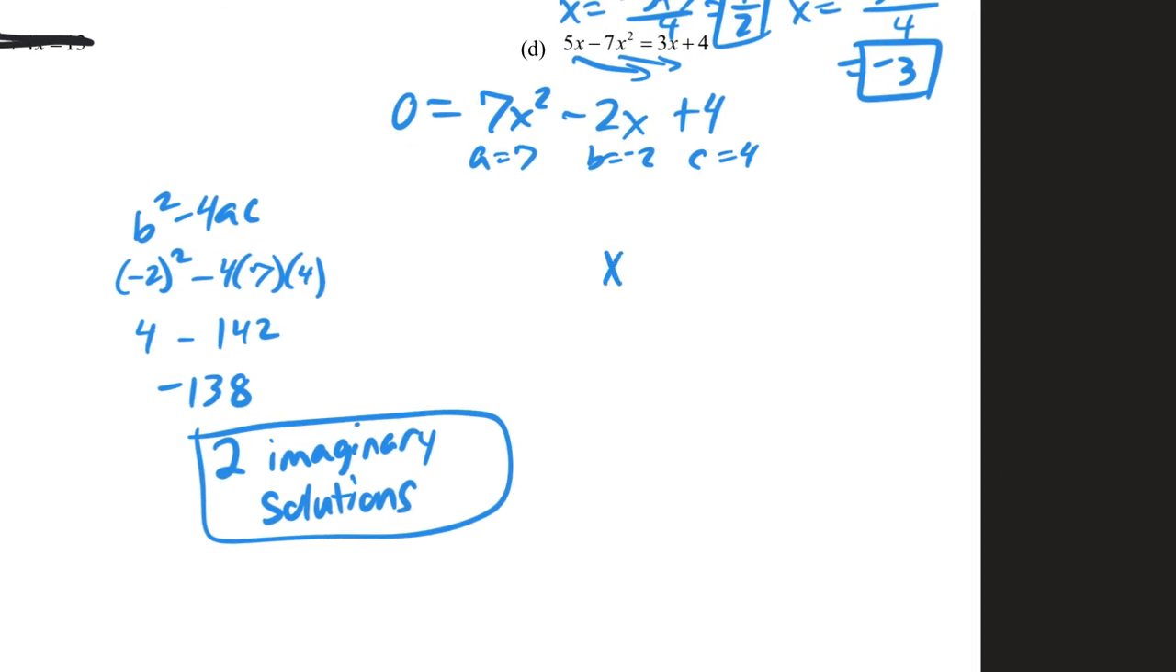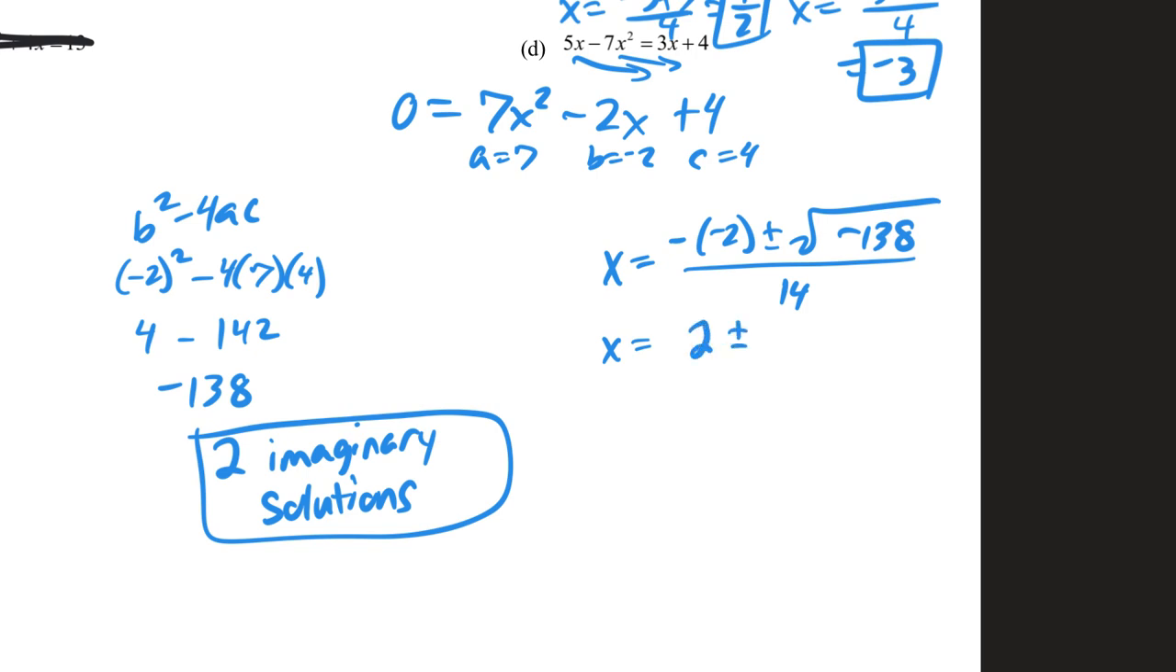And then if I actually go to find those imaginary solutions, I need the quadratic formula to do that. So it's x equals negative b plus or minus the square root of b squared minus 4ac, which I, again, did that math already. So negative 138 divided by 2 times 7, which is 14. So then if I simplify that, negative negative 2 just becomes positive 2.